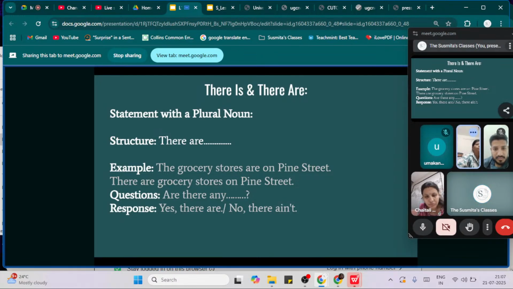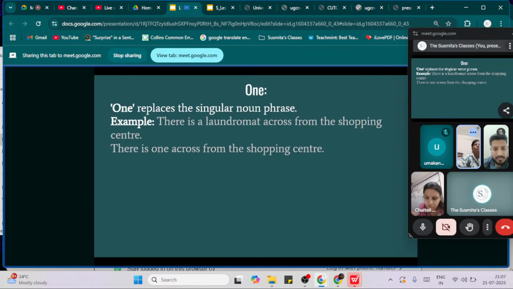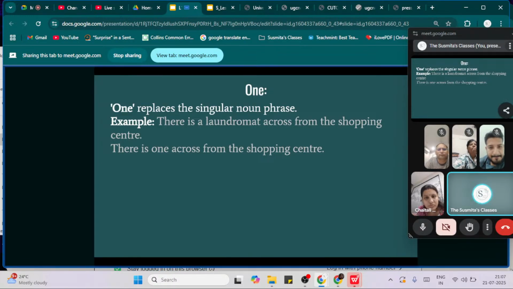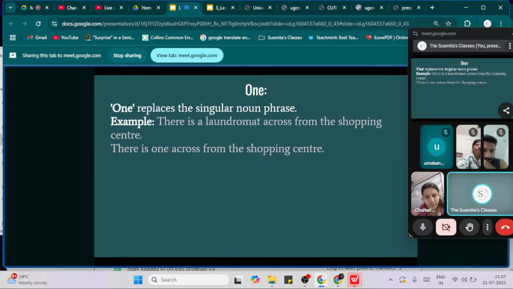Yes. Okay. Now one, we have already looked at one before, that we use it to replace the noun phrase. So I can say there is a laundromat across from the shopping center, or I can say there is one across from the shopping center. So we are replacing the word laundromat with one, instead of saying it again, because it is there in the question, right? So we don't need to say that again. We are just saying yes, there is one, but that one we are using as a pronoun, not as a number. Okay? Understand the difference over here.